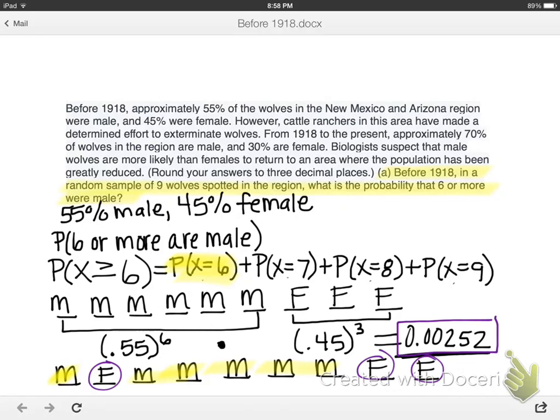So what we have to figure out is how many ways can I get 6 males? When I choose a group of 9, how many different ways or arrangements can I get my 6 M's and my 3 F's? Okay, so let's do that on the next slide. Let's now talk about the combination. If you're allowed to use your nCr button, what we want to figure out is if we have 9 wolves, how many ways are there to choose 6 of them that are male?